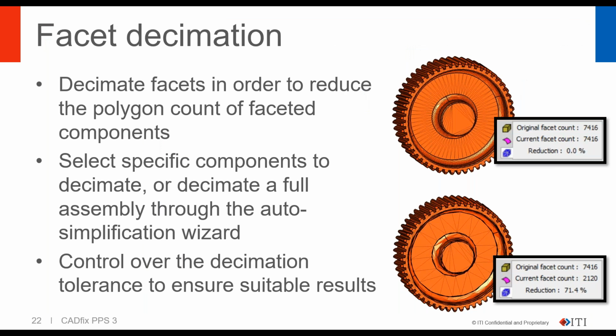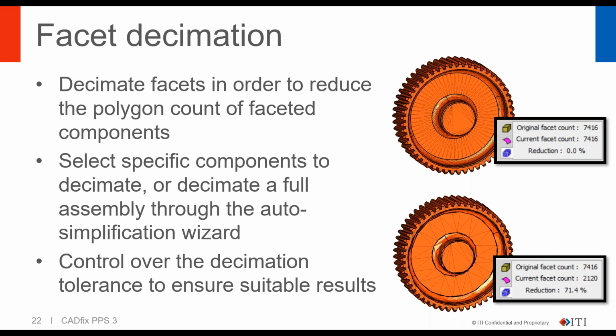The second new manual tool that we've added is a new facet decimation tool. The facet decimation tool has been added for the reduction of triangle count in faceted models. Faceted parts can be selected and decimated with user control over the decimation tolerance. This gives the user governance over where detail is removed from the model, allowing important components to retain their detail while still providing significant file size reduction.